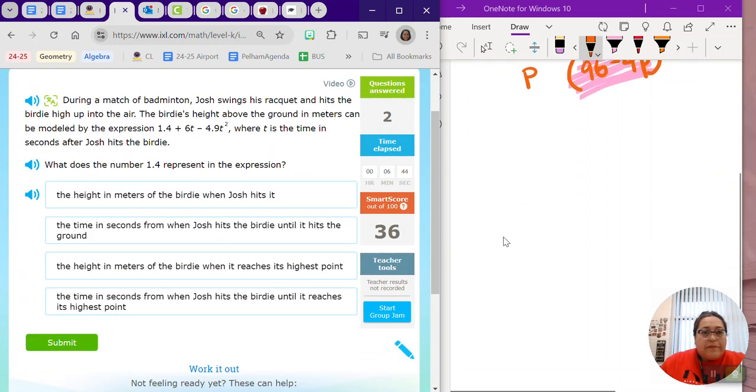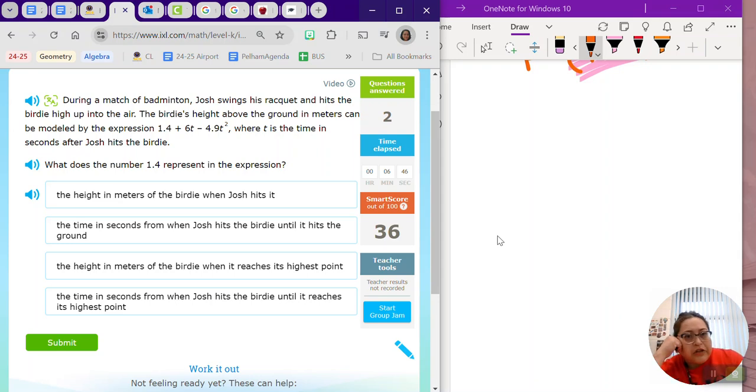All right, during each badminton, Josh swings his racket and hits the birdie high up in the air. I like badminton. I was actually good at it in high school. Probably one of the only sports I was good at.